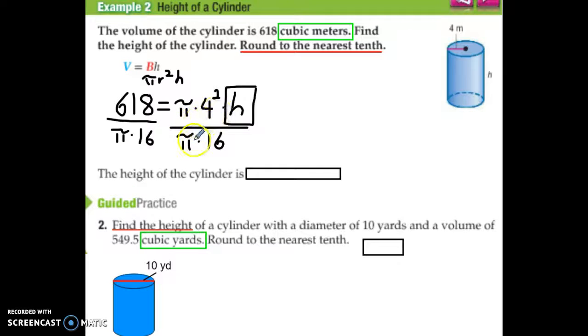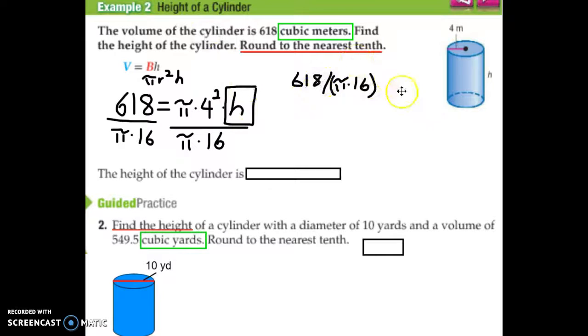Make sure, here's a little calculator hint. If you type in on your calculator 618, and you hit the divide sign, pi times 16 like I typed it, that's not going to be the right answer. You have to put this in parentheses here. So it knows that's 1 thing in the bottom. That all goes in the bottom. So make sure you put parentheses around it when you do that.